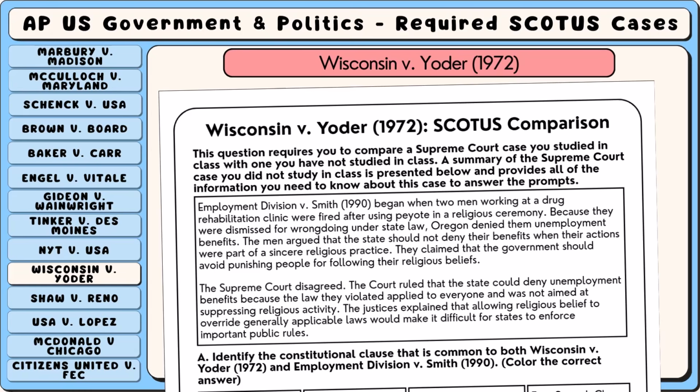Then, have a go at the essay response task where you'll get an inside look at an essay response that uses this Supreme Court case in an exam-style comparison question.